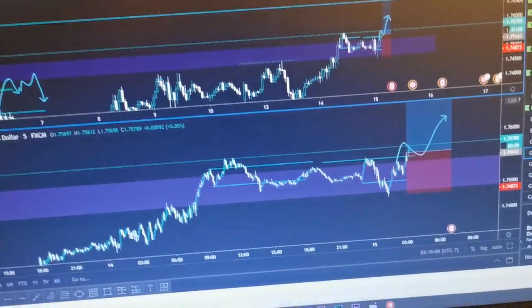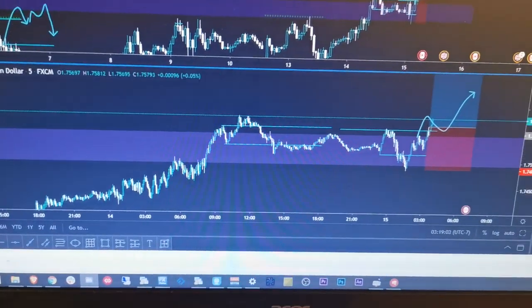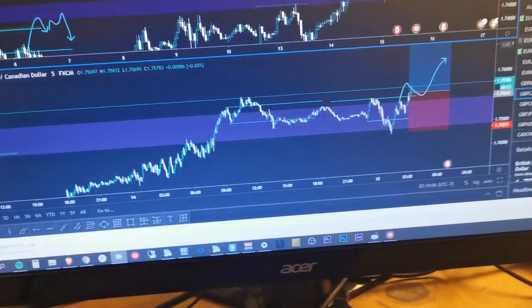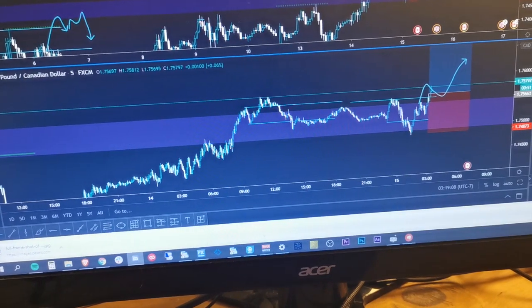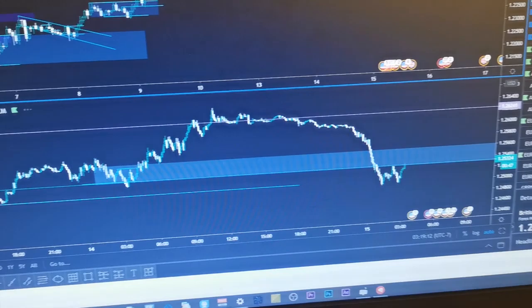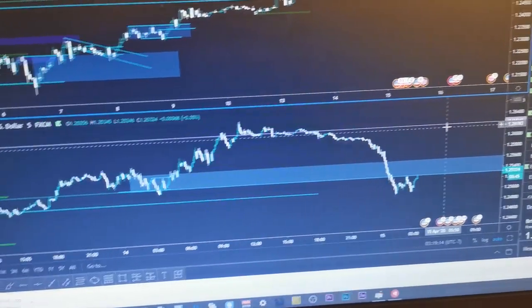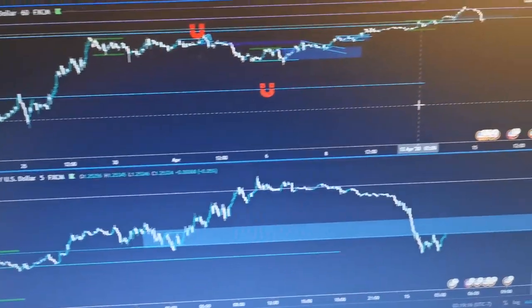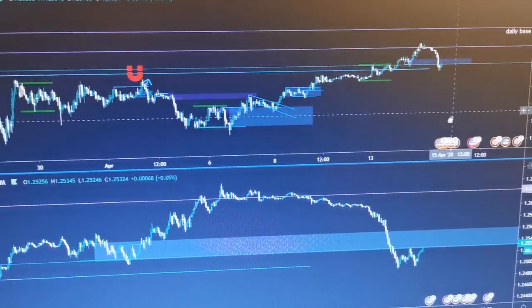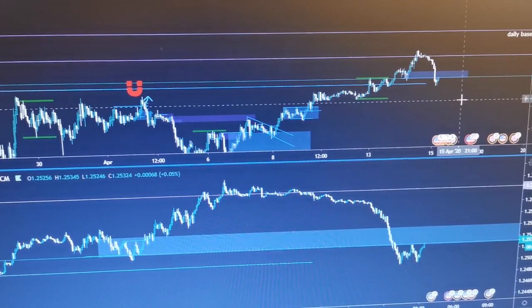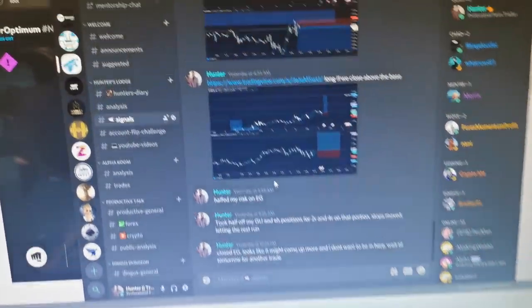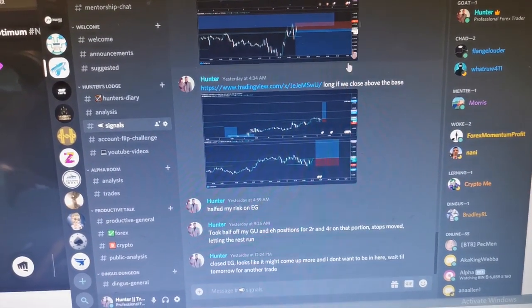Going into the charts this week, we started a bit late because Monday was a holiday here in Canada. So I didn't trade on Monday, but we did catch a GU long, and now it's Wednesday, so it's just a little bit late here. But I will show you, and you can see that I am posting my pre-analysis in the Discord here. If you did want to see, I was actually posting the trades in the Discord here.